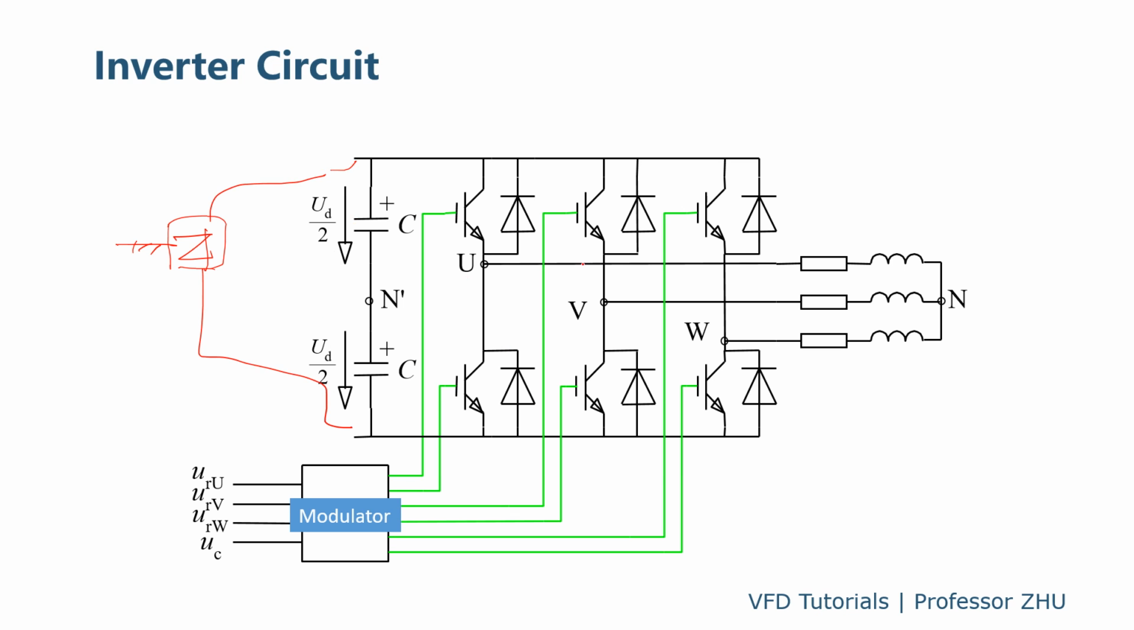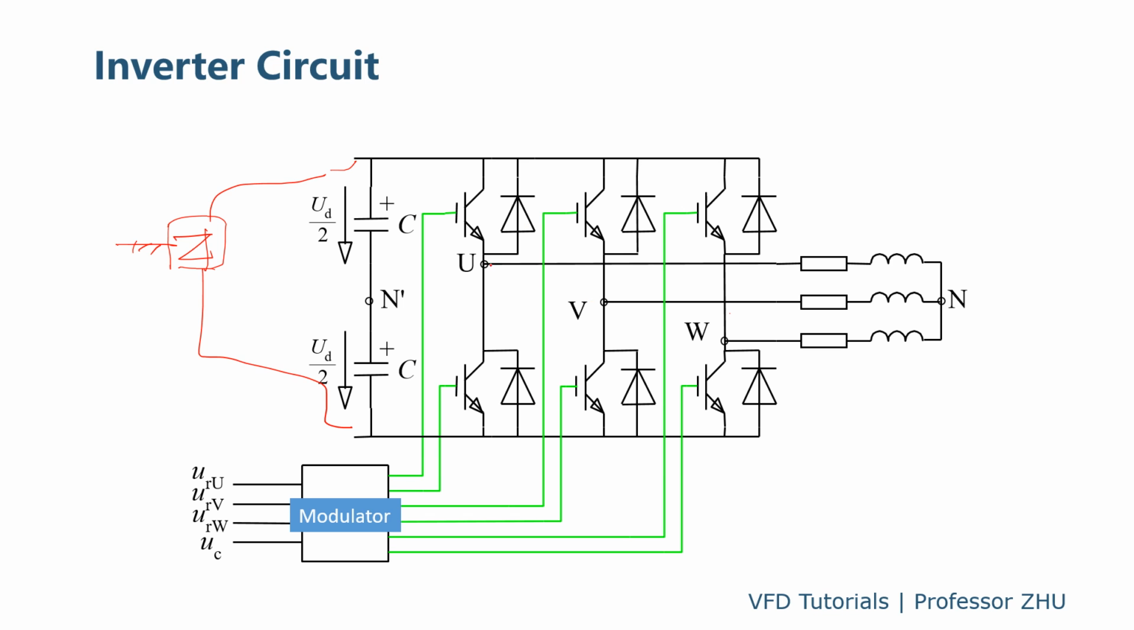For a three-phase, two-level inverter, we have 6 IGBTs. For each phase, like the U phase, we have an upper IGBT and a lower IGBT. And for each IGBT, there is a diode, which we call the freewheel diode, in reverse parallel with the IGBT. This is the U phase, V phase, and W phase.